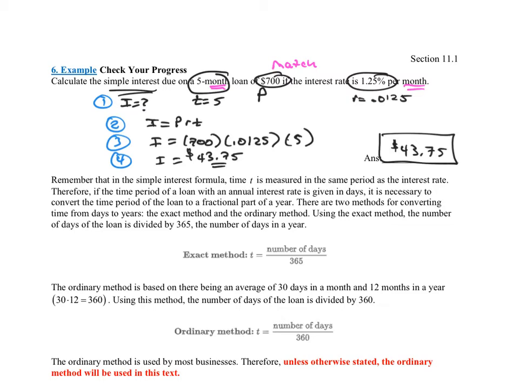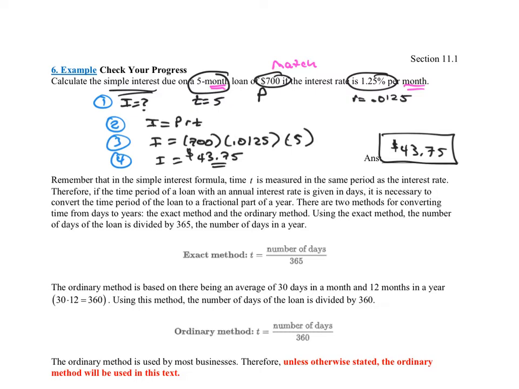It says the ordinary method is used based on there being an average of 30 days in a month. So when I said I've invested for 5 months, is it really truly 5/12 of a year? Well, not necessarily, because each month has different amounts of days, right? Some 30, some 31, some 28. So leap year is a little bit different, right? So not every month is the same, but when we say 5/12, we are assuming that every single one of those months is the same.